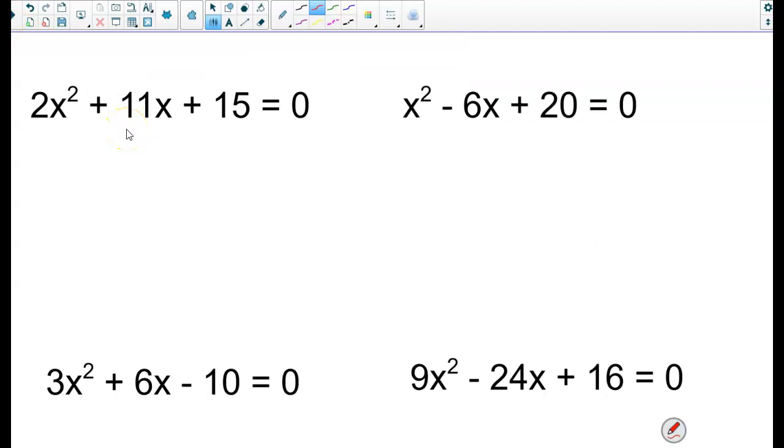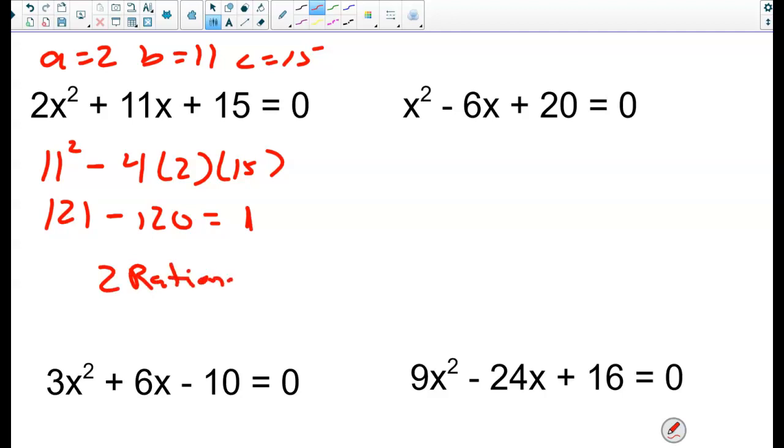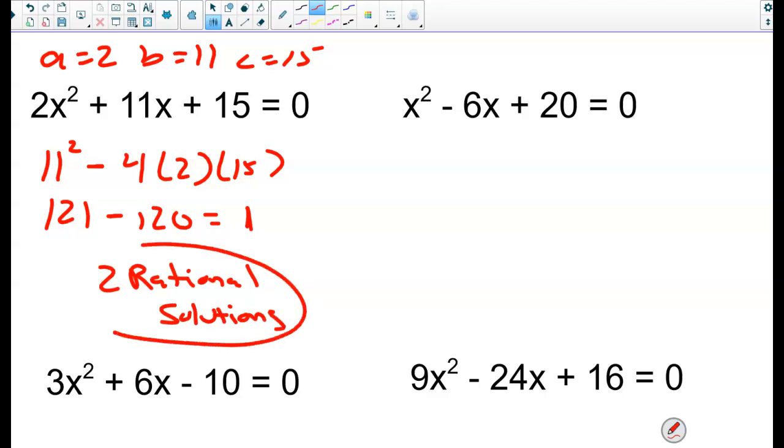are right here. So when I do this, essentially, I first come up with my A, B, and C. My A is 2, my B is 11, and my C is 15. So this becomes 11 squared minus 4 times 2 times 15. 121 minus 120 equals 1. That's a perfect square, so it's two rational solutions. And that's my answer. I don't care what the actual answer is. I'm just looking for the nature of it.